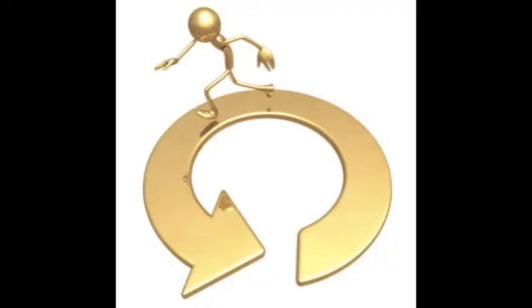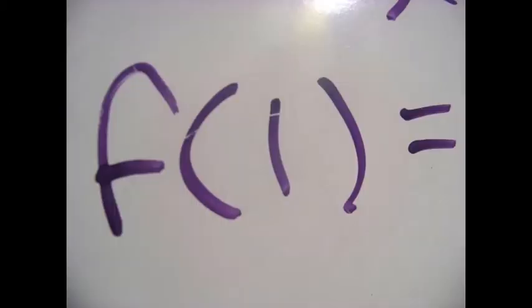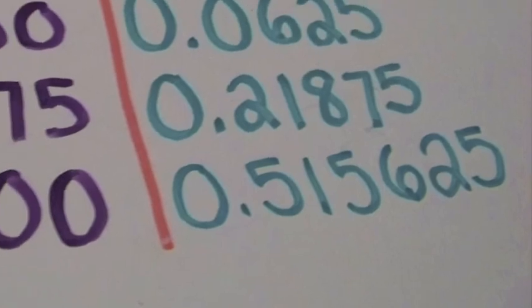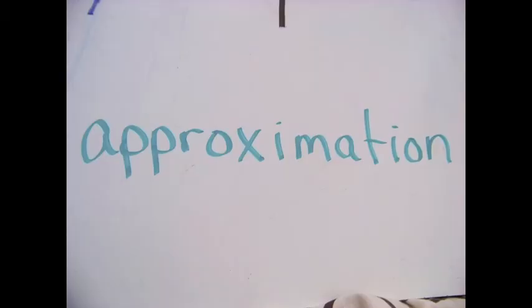And you repeat this process again, using the derivative, step size, previous point, equation of the tangent line, new value, f of 1, which equals 0.515625. That's our approximation.